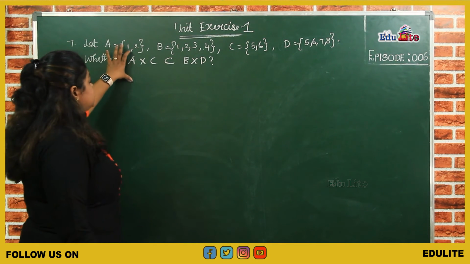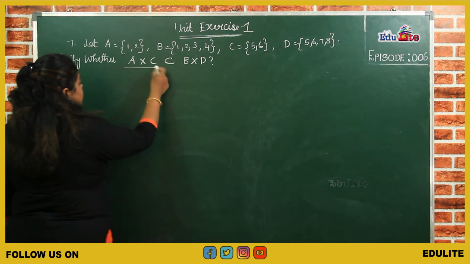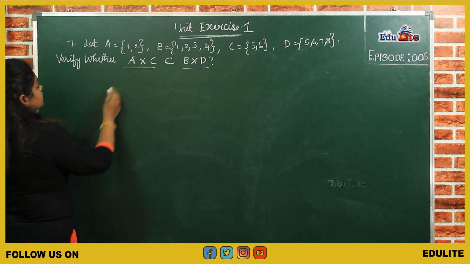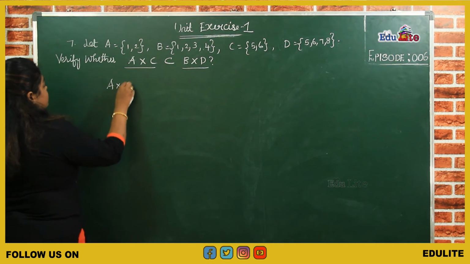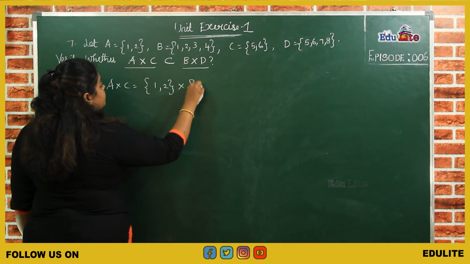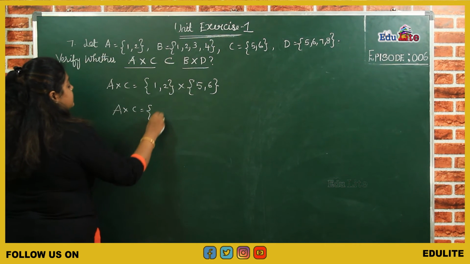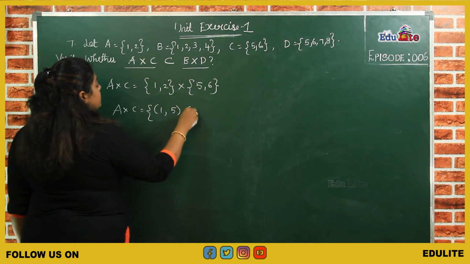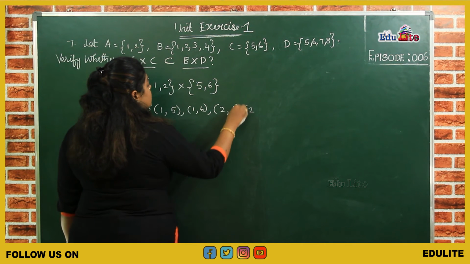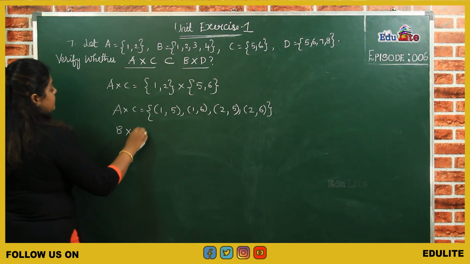Let the set A be given, the set B given, and C and D given. We have to verify whether A cross C is a subset of B cross D. First we have to write A cross C. A cross C can be written as 1, 2 cross 5, 6. We all know how to write this. So A cross C is the set of all ordered pairs (1, 5), (1, 6), (2, 5), (2, 6). Next we have to find B cross D.